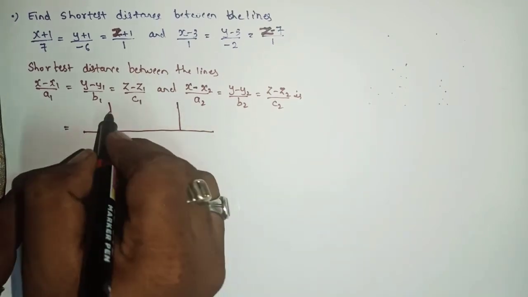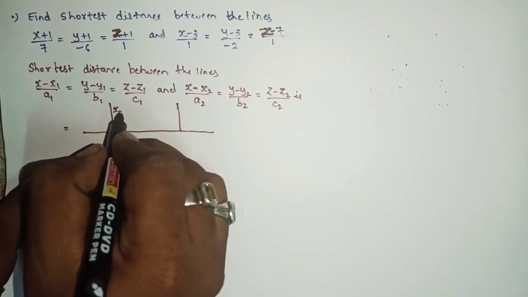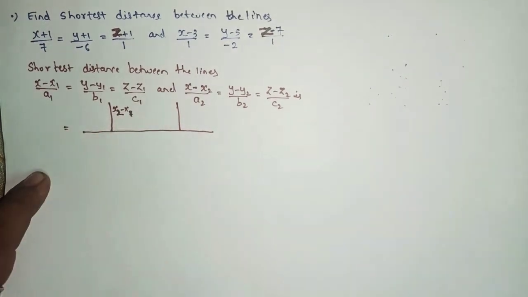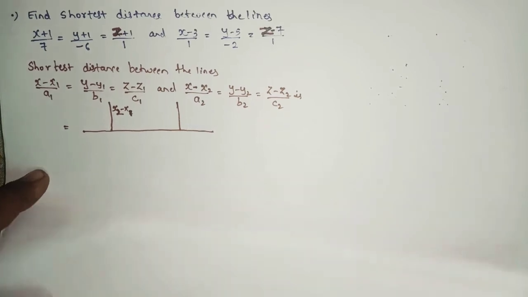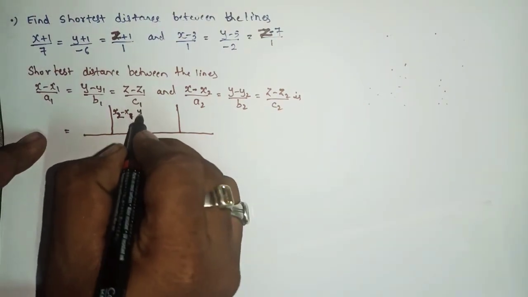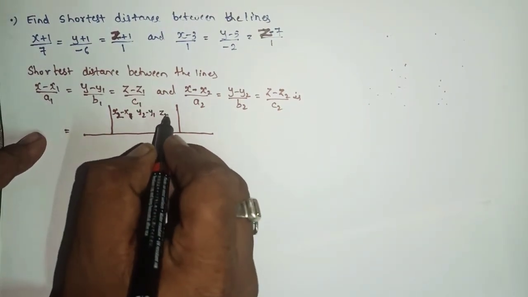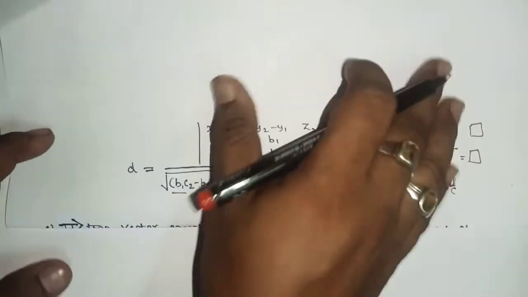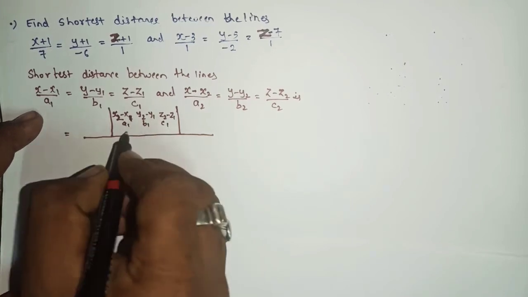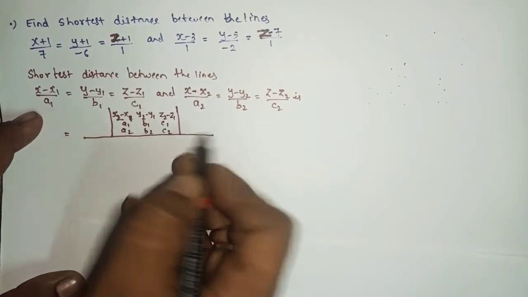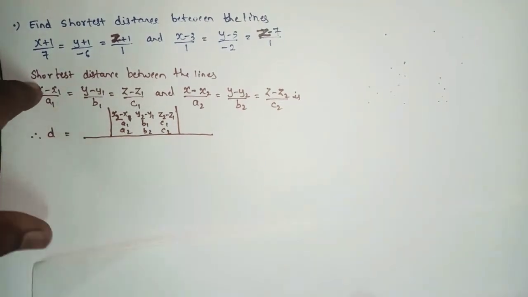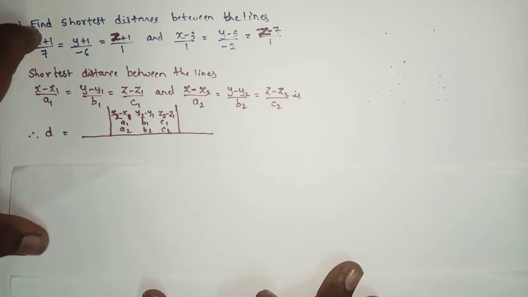Okay, so here we'll write the formula. So what is the formula? In the first row you'll write x2 minus x1 as per the formula, then y2 minus y1, and z2 minus z1. After that a1, b1, c1, then a2, b2, c2. This is the numerator section, and here we have to find the shortest distance. So this is the formula to find the shortest distance between two Cartesian equations.